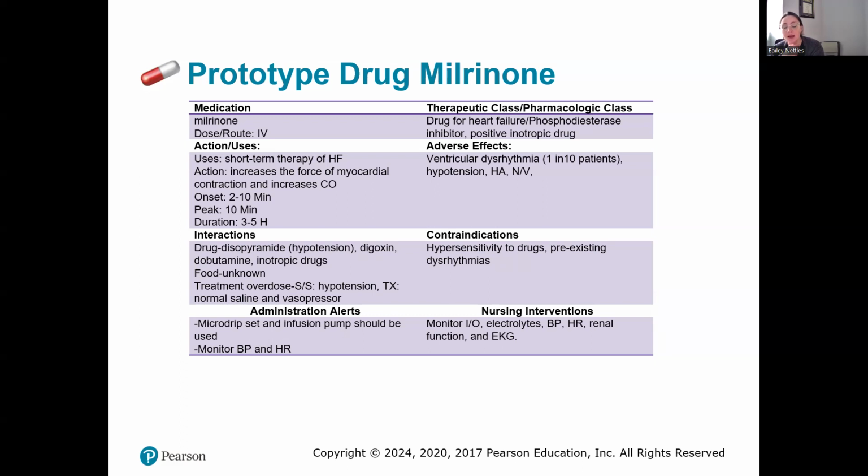Okay? You have to use a micro drip set and a pump. You can't just straight hang this. You can't push it. It's on a pump. Okay? Monitor their heart rate, monitor their blood pressure, monitor their EKG, their electrolytes, their INR, their renal function.